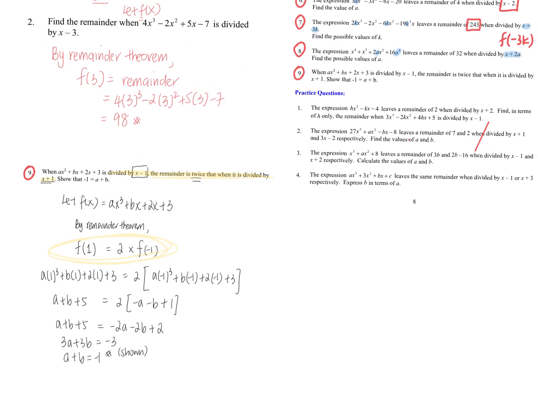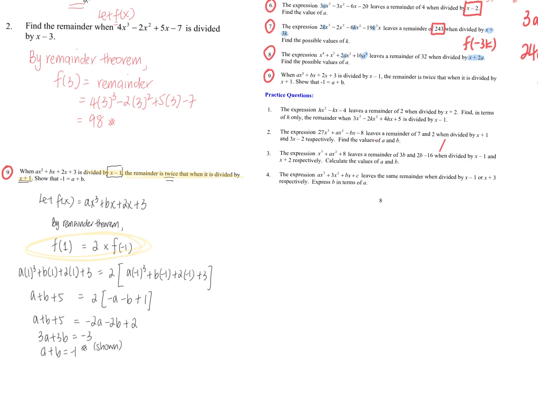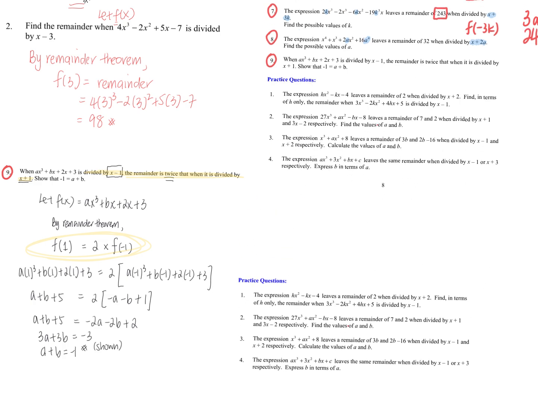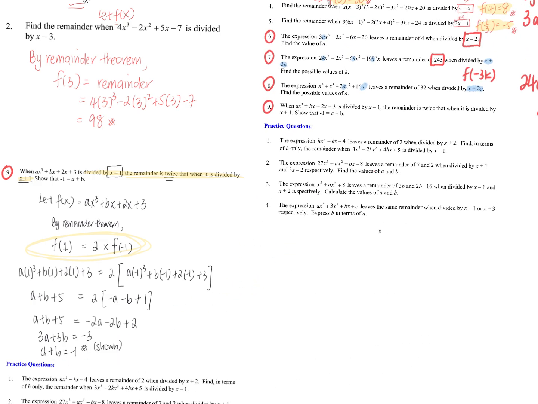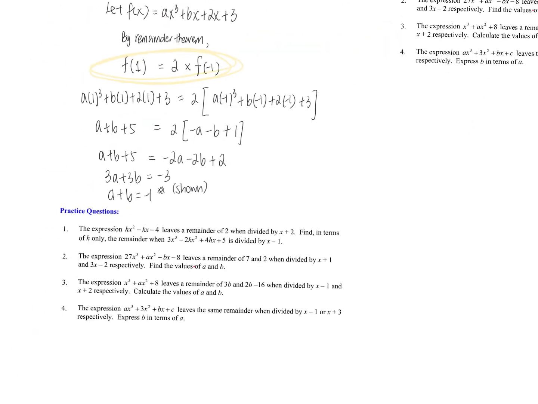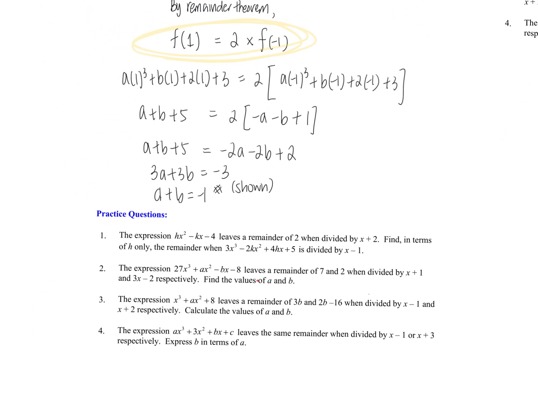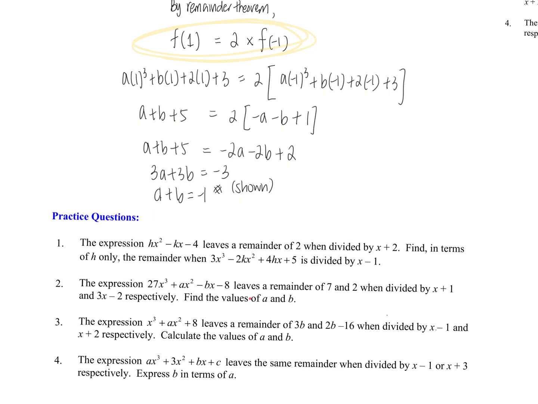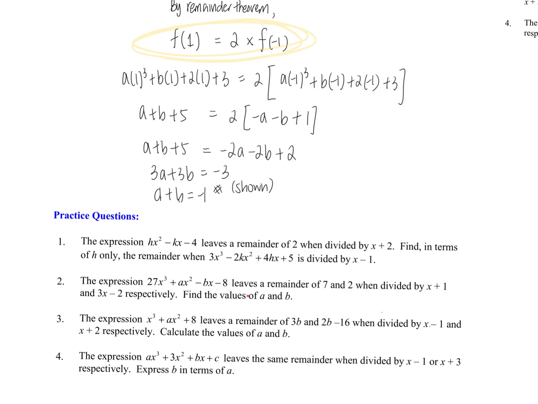Okay, let me take out these questions. I'm not going to show you the details of the working for the 4 practice questions here, but I'm just going to run through the steps. Okay, so you know how to manage the question. Let's just look at the steps of handling question 1. It says I have this expression and it leaves a remainder of 2 when I divide it by x plus 2. So what you can do is you can let this be f of x.